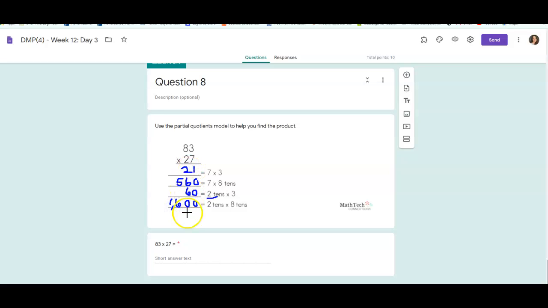Okay, be super careful when you're adding these up. You might have a little bit of place value issue if you don't have everything lined up correctly, and then just add them up.